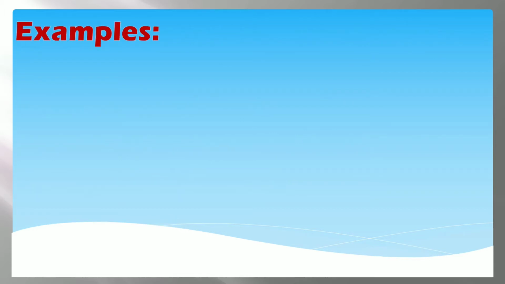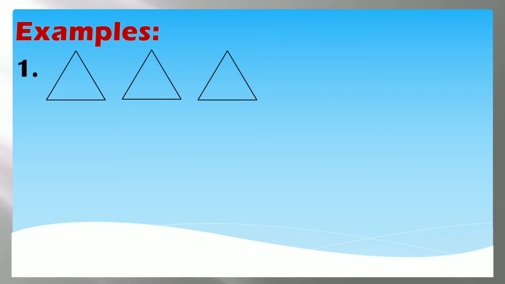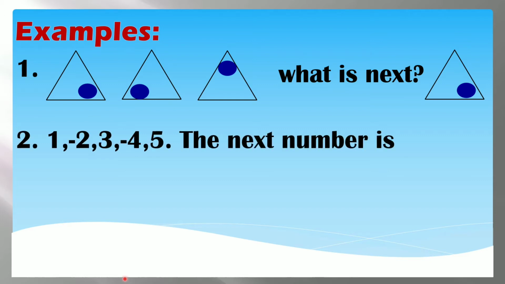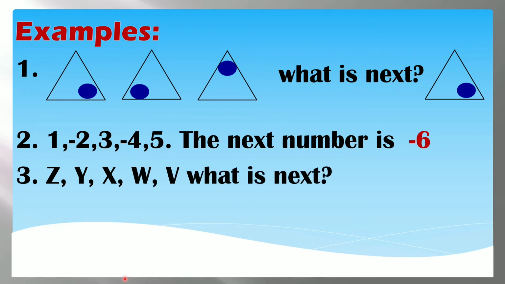So, examples, number one, pagmasdan niyo po ang ating figure. So, what will be the next figure? So, the next figure looks like this. Ayan. So, kung napapansin nyo, meron tayong pattern. Number 2. 1, negative 2, 3, negative 4, 5. The next number is negative 6. Number 3, Z, Y, X, W, V. What is next? So, U.